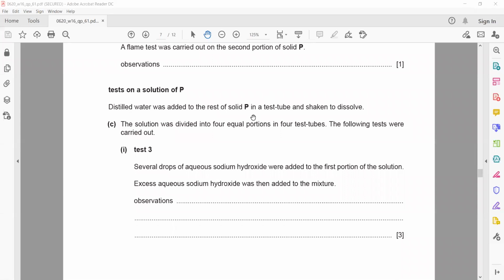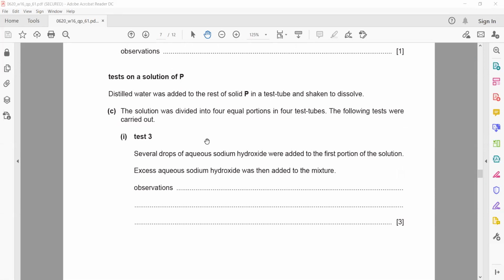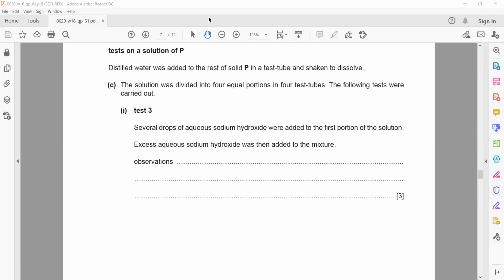Test on solution P. Distilled water was added to the rest of solid P in a test tube and shaken to dissolve. The solution was divided into 4 equal portions. The following tests were carried out. Test 3. Several drops of sodium hydroxide were added to the first portion.